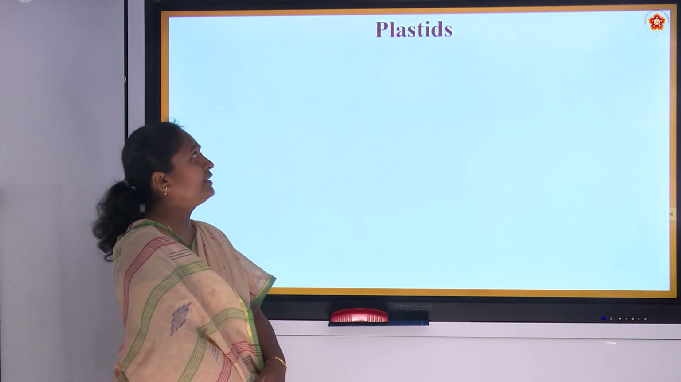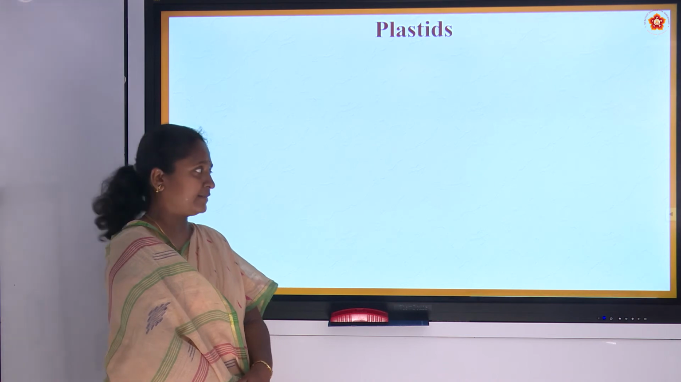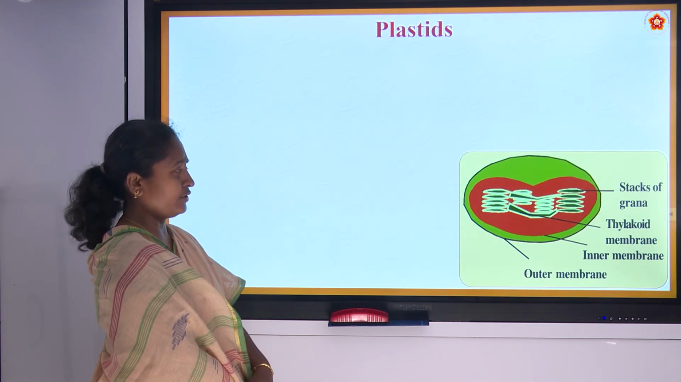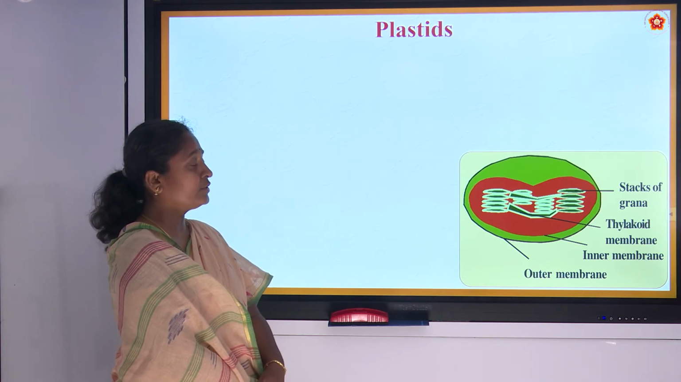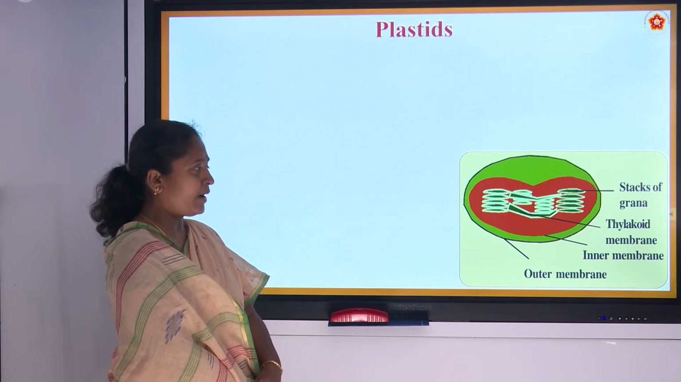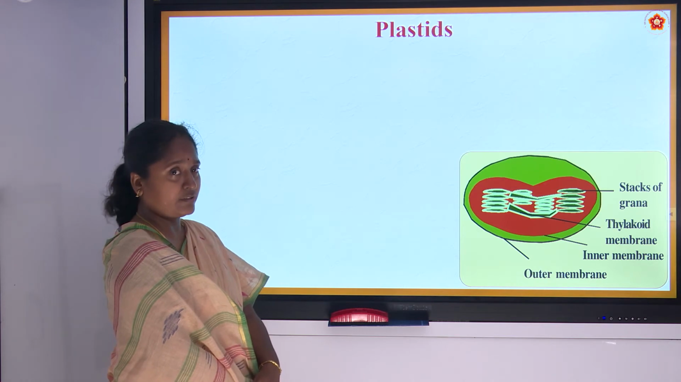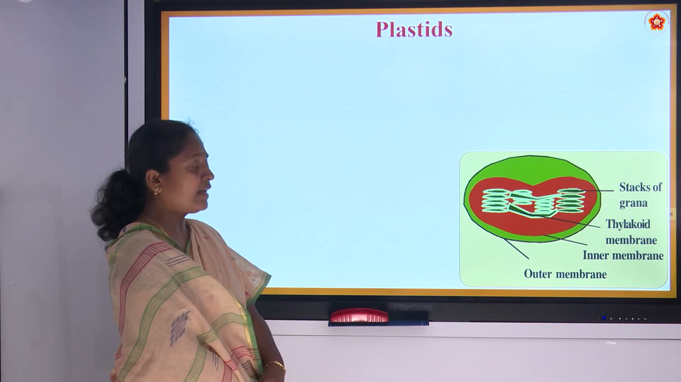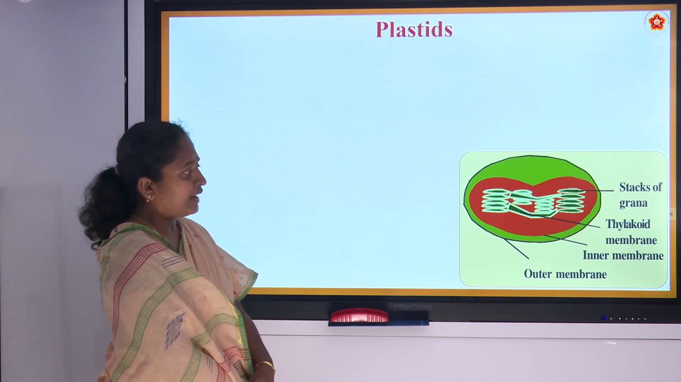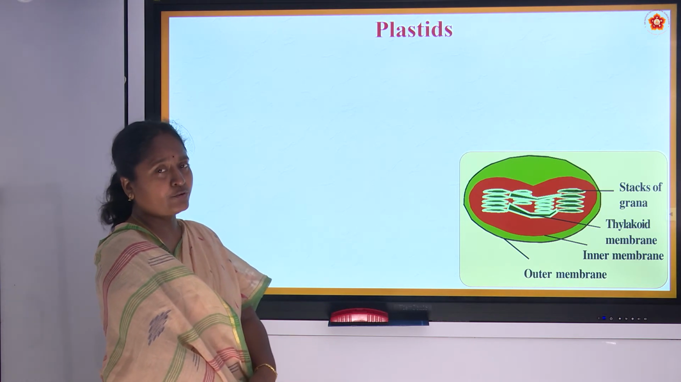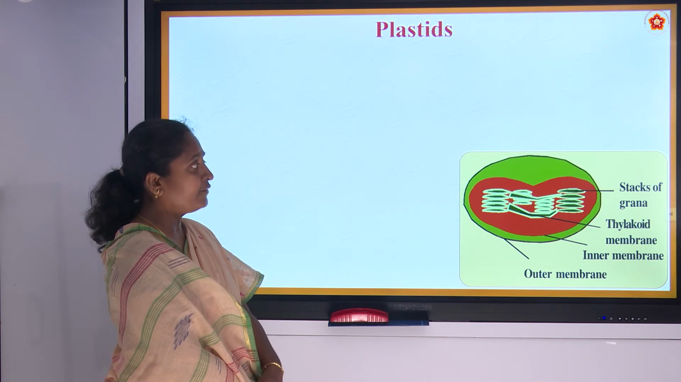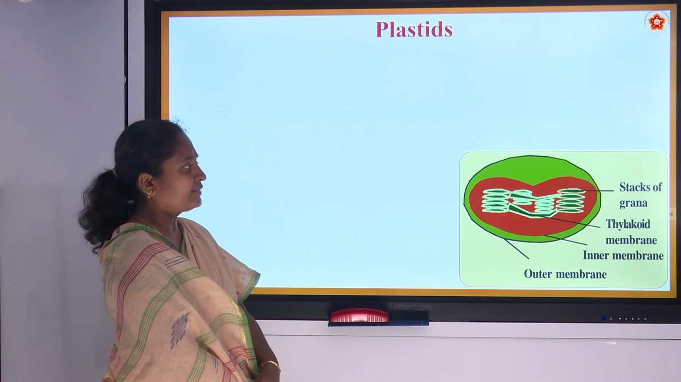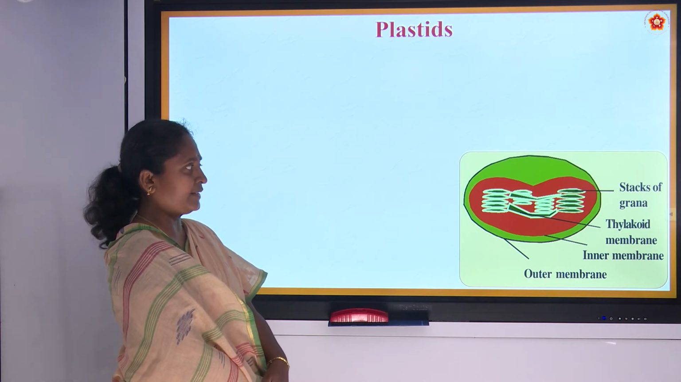Then we are having the next organelle that is known as plastid. First we will see the structure. It is also a double membranous structure. You can see it has an internal part and an outer surface. The outer surface is known as the outer membrane and it has an inner membrane. So you can see two membranes are present, and in the center we can see a stack of grana which is present.